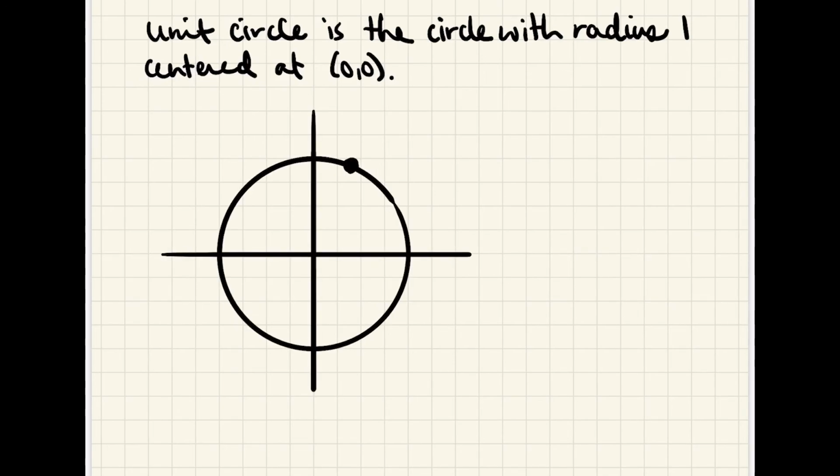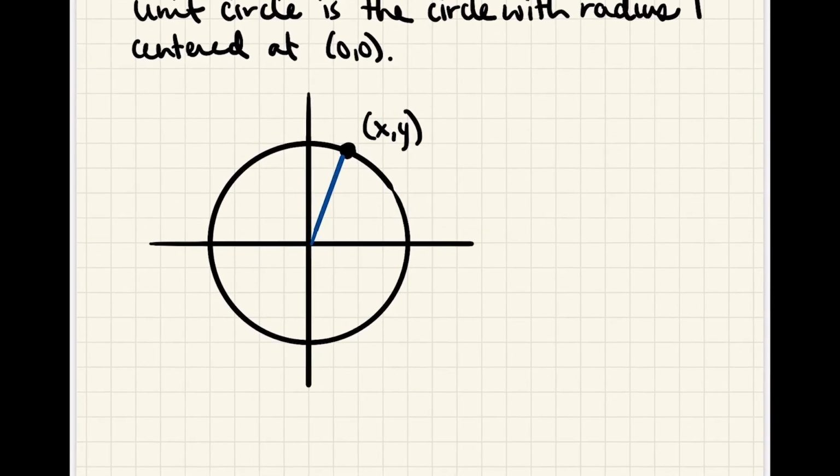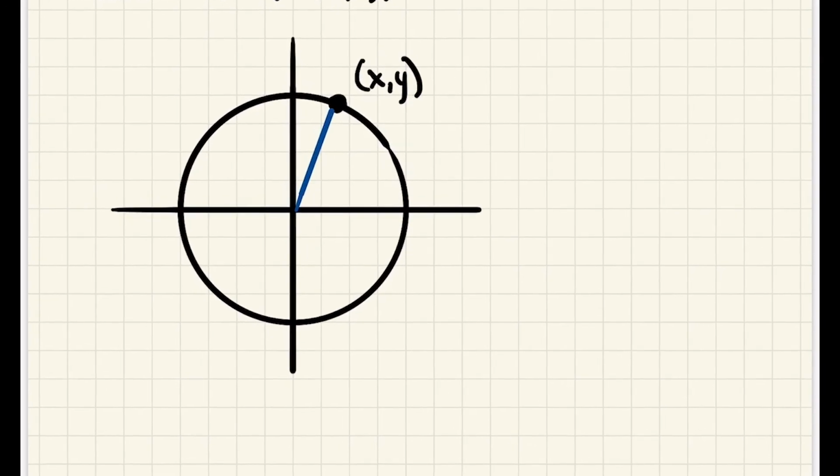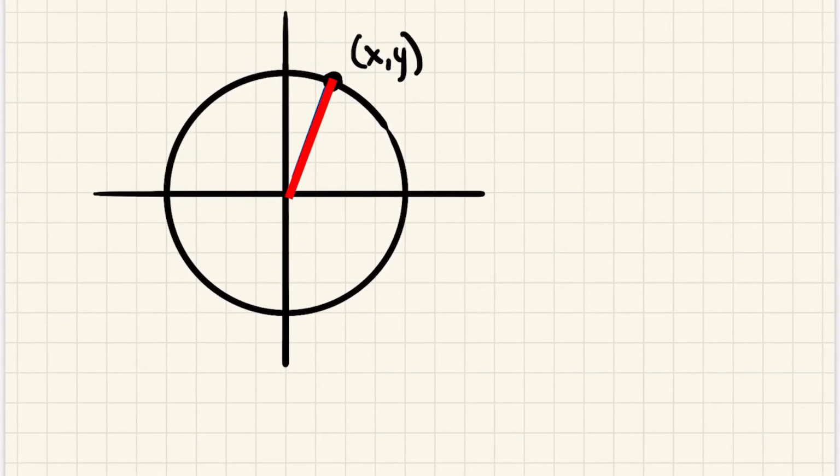So let's pick a point on the unit circle, and let's call it (x, y). Because this is a unit circle, it means the radius is 1, so this particular length is 1. Now, we've seen this situation before when we were defining the trigonometric functions. We can build a little triangle here, and we can define this horizontal length to be x and this vertical length to be y, which gives the address of the point (x, y).